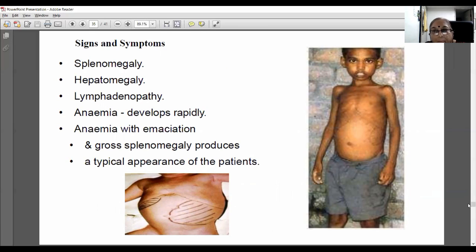Splenomegaly, hepatomegaly, lymphadenopathy. Anemia develops rapidly, anemia with emaciation, you can see here. Gross splenomegaly produces a typical appearance of the patient.